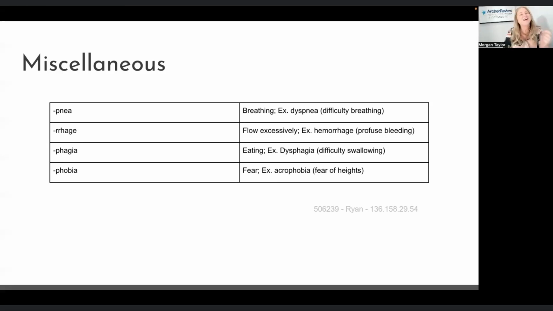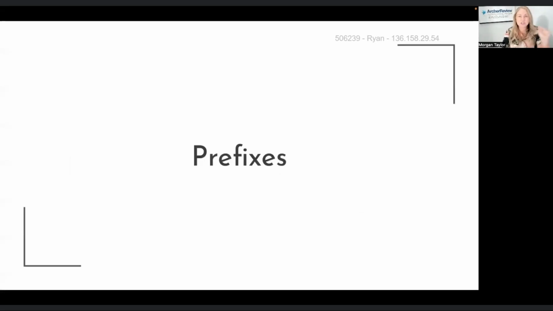And phobia, of course, is a fear. We have many phobias. One example here, acrophobia, that fear of heights. Now, these are great little tricks to help you pick apart words and figure out exactly what those complex terms on the NCLEX are really talking about. Paired with prefixes, that first part of the word, you might even be able to identify what a word means that you've never heard of before.